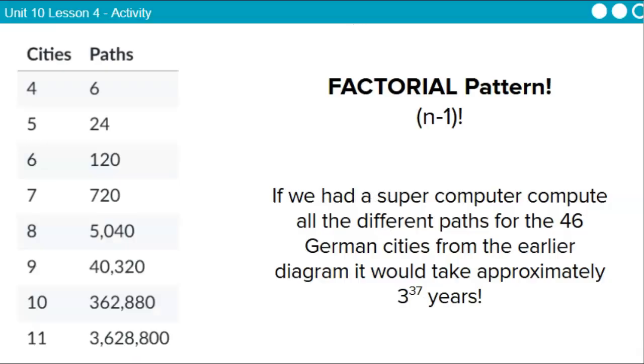Similar to what we were seeing with that exponential growth when we were doing the group raffle, what you'll notice here in the traveling salesperson problem is that we have a factorial pattern. A factorial is taking a number and multiplying it by all the numbers that come before it. So for example, 4 factorial would be 4 times 3 times 2 times 1. This factorial pattern is actually n minus 1 because we already know our starting point and our ending point. So when I have 4 cities, it's actually 3 factorial, which would be 3 times 2 times 1, or 6 paths. 5 cities would be 4 factorial, which gives us 24.